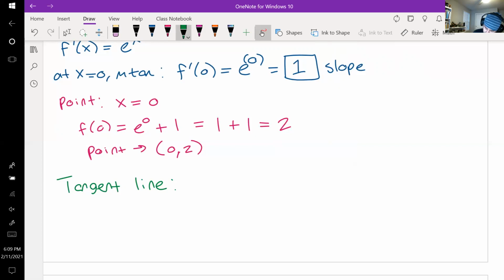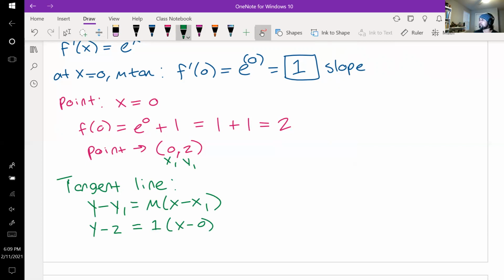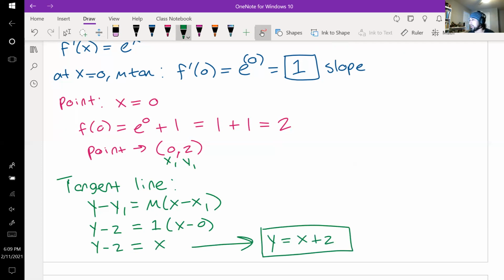And now we use that point slope formula. y minus y1 equals m times x minus x1. Here's my point, x1, y1, and plug in everything we know. y minus 2 equal to my slope of 1 times x minus 0. And you get y minus 2 equal to 1x. Add the 2 over, and y equals x plus 2. And there's your tangent line.